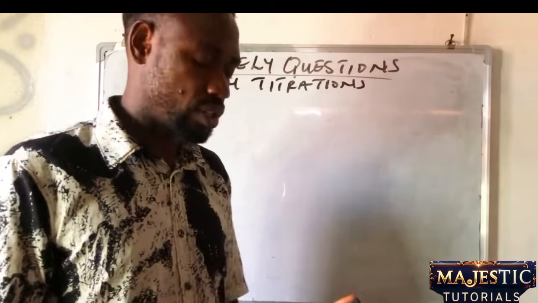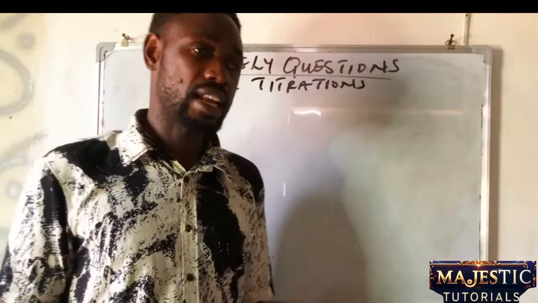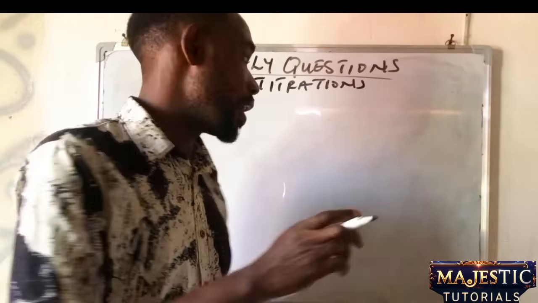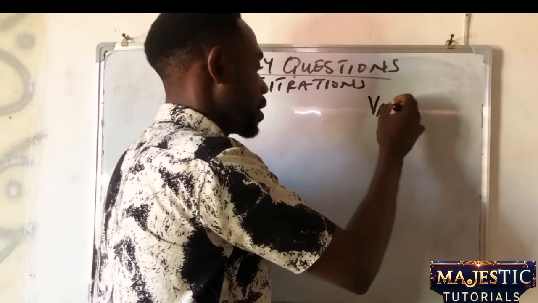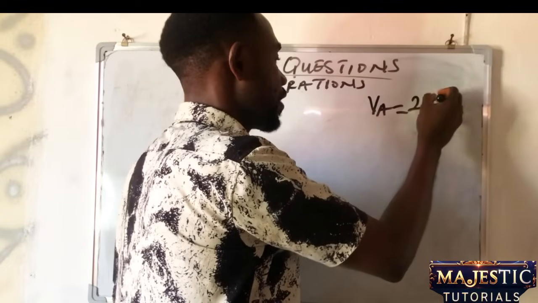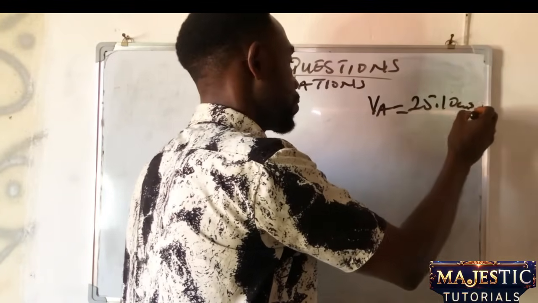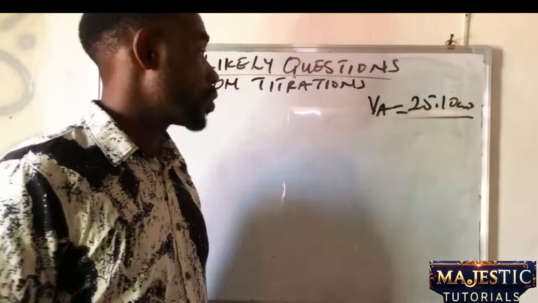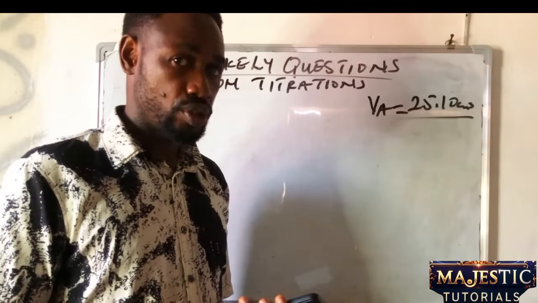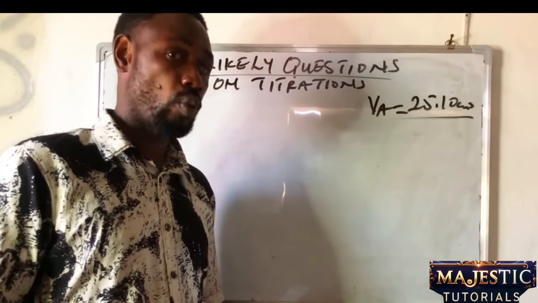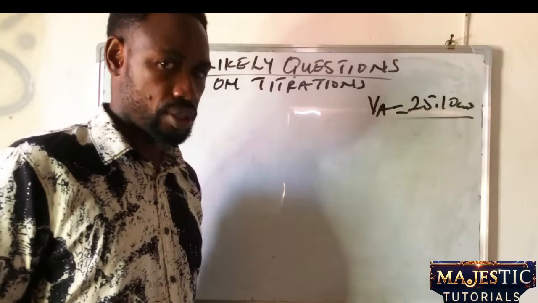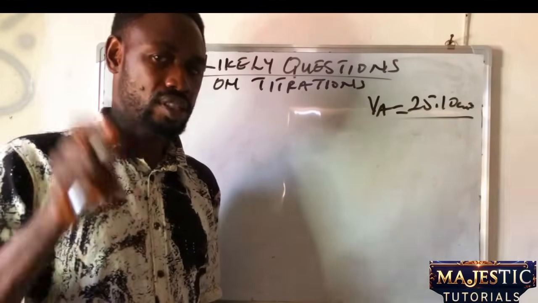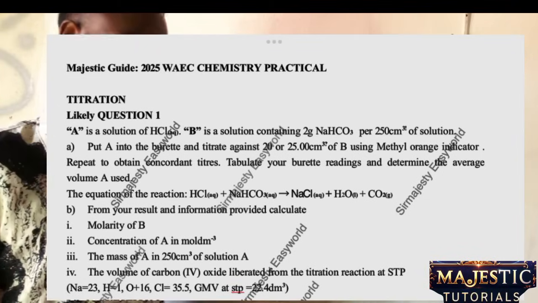So I'll go straight to question number 1. And the value I'll be using in this calculation is my endpoint, or my VA. I'll be using 25.10 cm cube. That's what I'll be using throughout the whole examples, okay? Throughout the likely questions. Your job is to understand how I'm solving it and why I'm doing whatever I'm doing. Please don't memorize, understand. Feel free to ask questions down there in the comment section, okay?